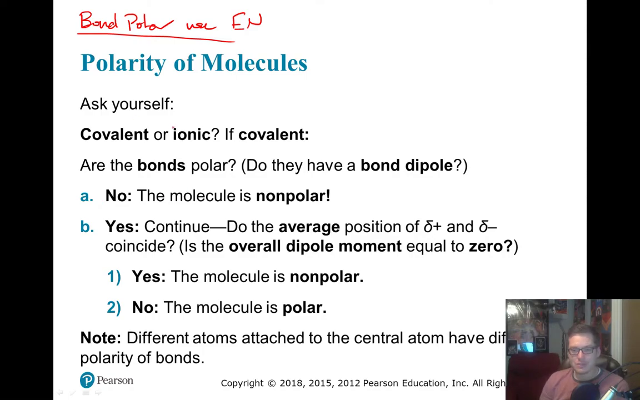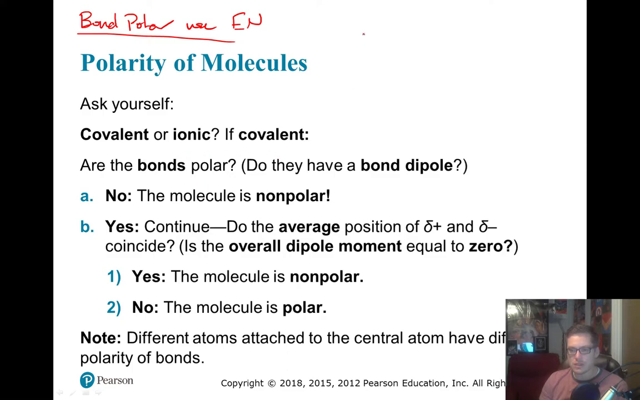All right, so we ask ourselves, is our molecule covalent or ionic? Well, if it's ionic, then we don't have to worry about polarity at all. It's automatically polar because ionic compounds give up their electrons, so the electrons are going to be more on the more electronegative atom, period. Full stop, done. All right, but if it's covalent, there are several things that we have to do.